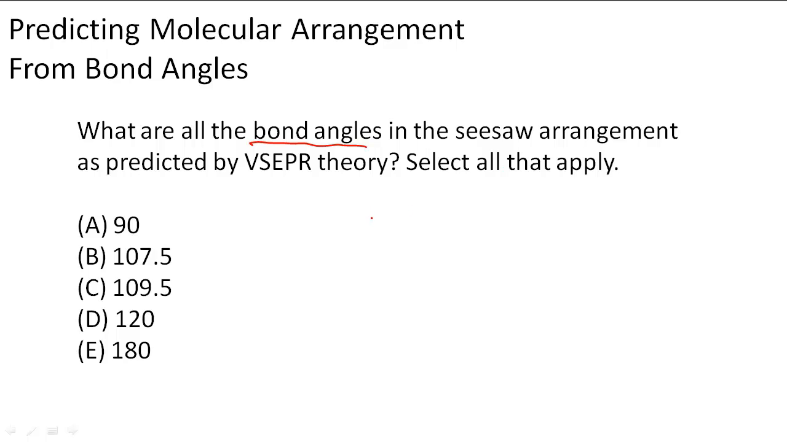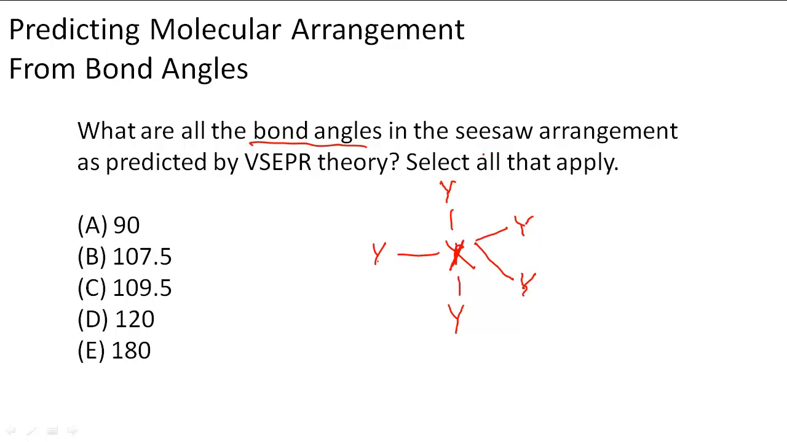What helps me to remember the bond angles is to remember the shape. So in a seesaw arrangement, we're going to have a central atom. Let's just make up X. And then we're going to have Y surrounding it. Y, Y, Y. And then these Y's are kind of jutting out at us, Y and Y.